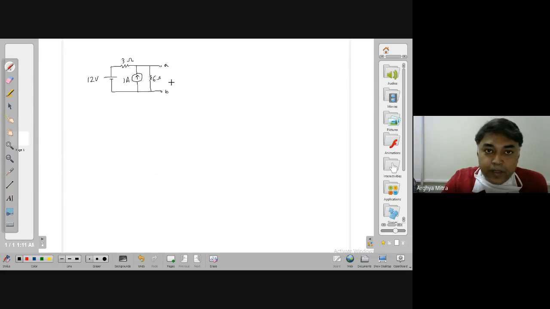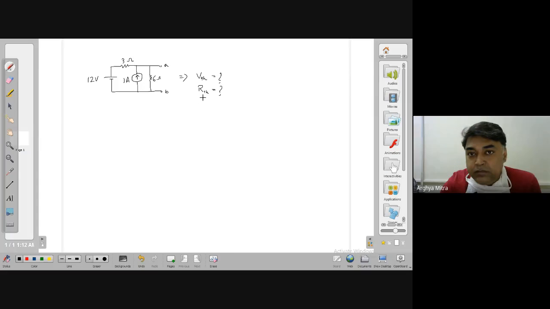So we have a circuit something like this, where there is a 12 volt voltage source, a 1 ampere current source, 3 ohm and 6 ohm resistances, and the terminals A and B, across which we want to find the Thevenin's equivalent voltage and Thevenin's equivalent resistance. Because it is a DC network, I'm not calling it an impedance, it is basically a resistance. So VTH and RTH. How can I find it out?